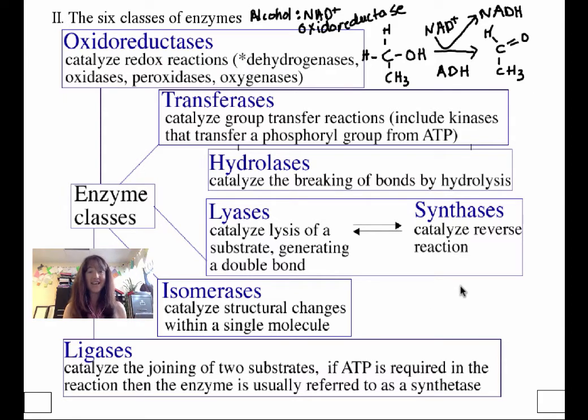Now, lastly, and perhaps one that you have heard about many, many times, are the ligases. And remember DNA ligase, the enzyme that knits together the 3' 5' phosphodiester bond whenever there's a nick in DNA. Ligases are catalyzing the joining of two substrates, and sometimes they require energy input in order to do that.